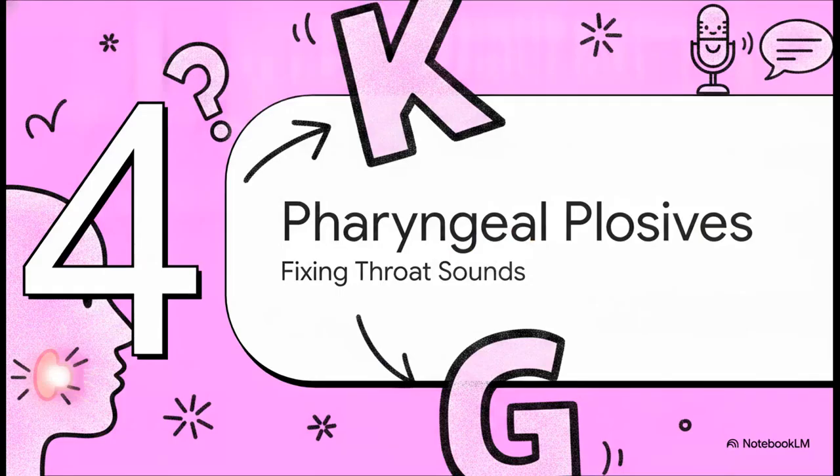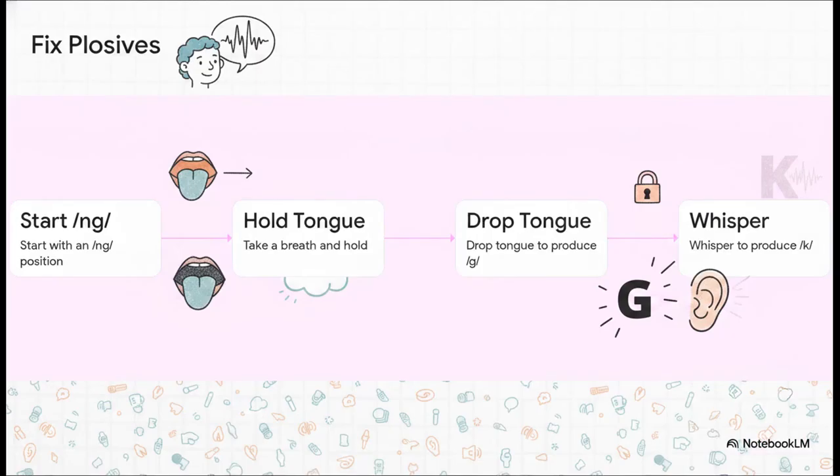All right, Section 4, addressing pharyngeal plosives. So a pharyngeal plosive is when a child substitutes a deep back-of-the-throat sound for consonants like K or G. Imagine your kid trying to say the word "go," but it sounds more like a harsh scrape in their throat. To correct this, we actually use the very sound we were just trying to avoid, the "eng" sound.